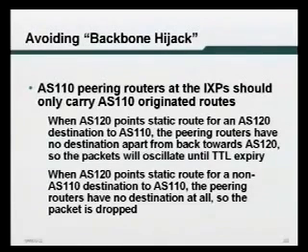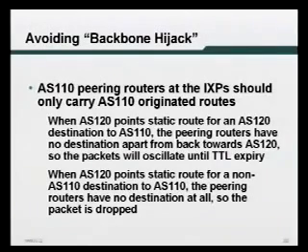So when AS120 points a static route for an AS120 destination to AS110, the peering routers have no destination. On your own router, you should only be carrying the prefix from AS110. That's all you should have. Don't carry a full routing table. Carry your own prefixes, of course, but try not to carry prefixes you've learned from your peer at another location.